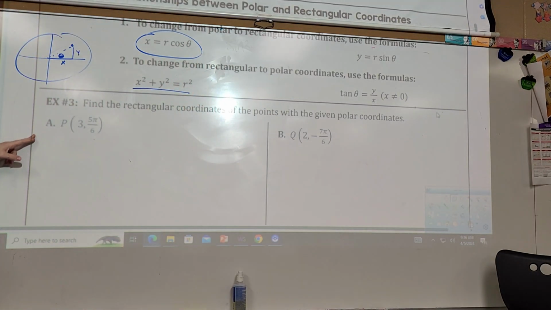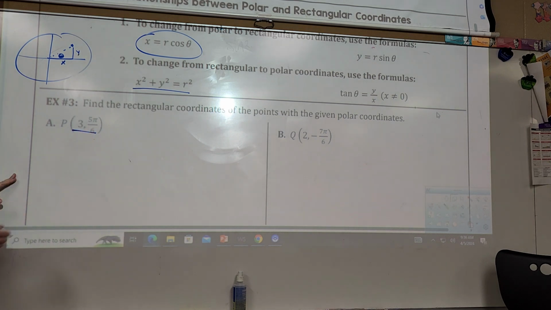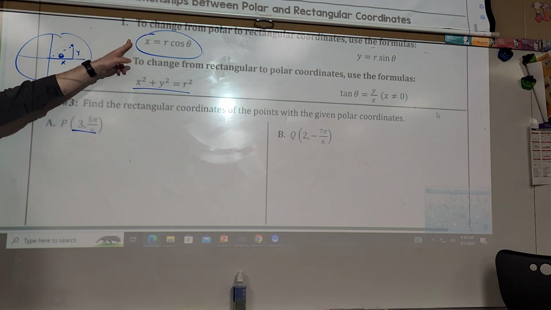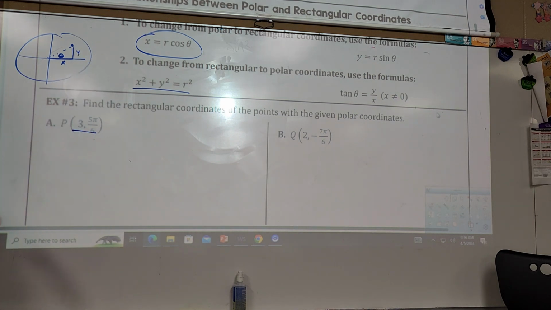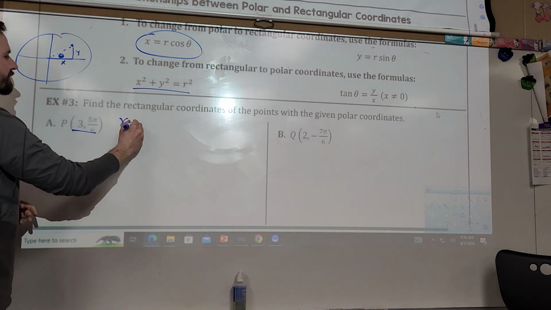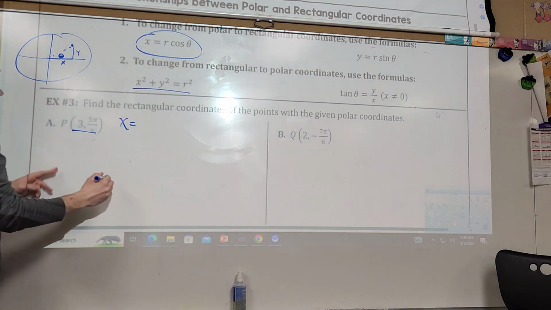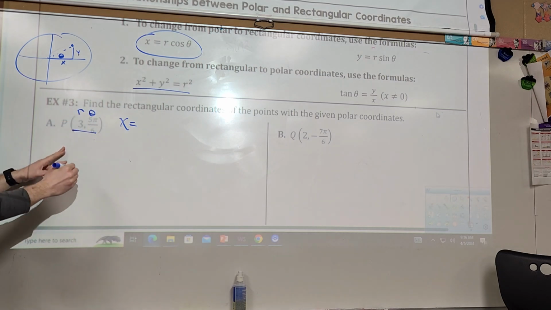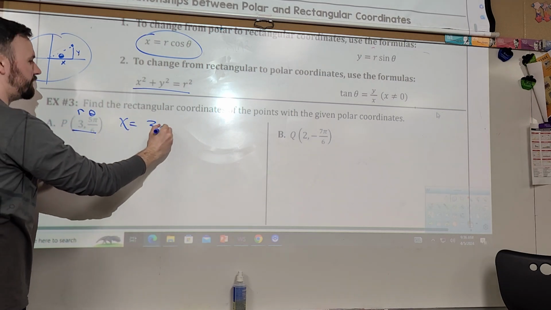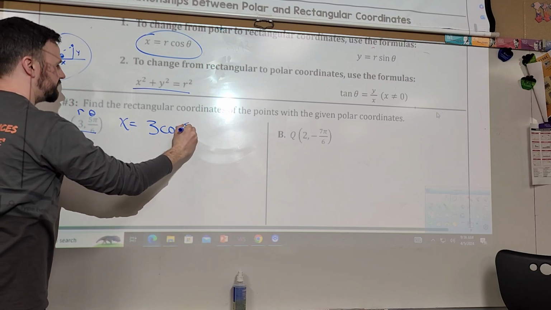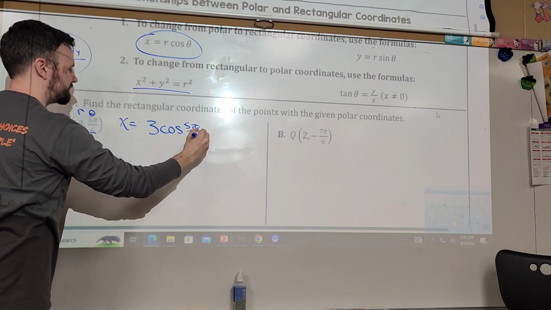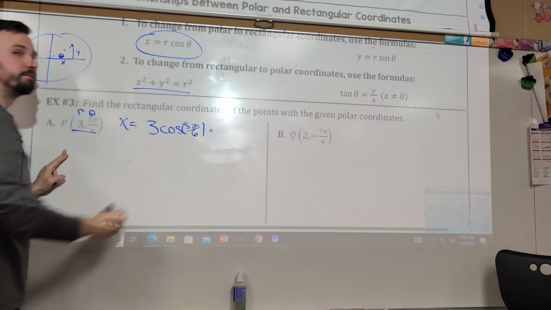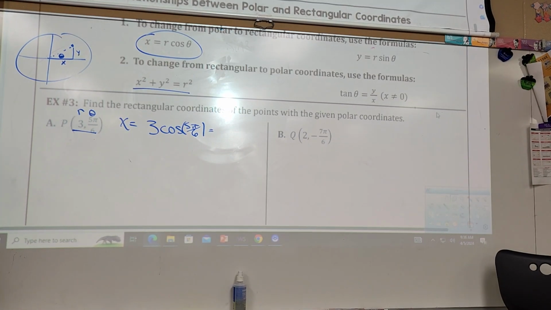So let's do it. These are my polar coordinates. Let's convert them to x and y. So x equals r cosine of theta. Remember this is r theta, radius, angle. What's my r? 3 cosine of 5 pi over 6.